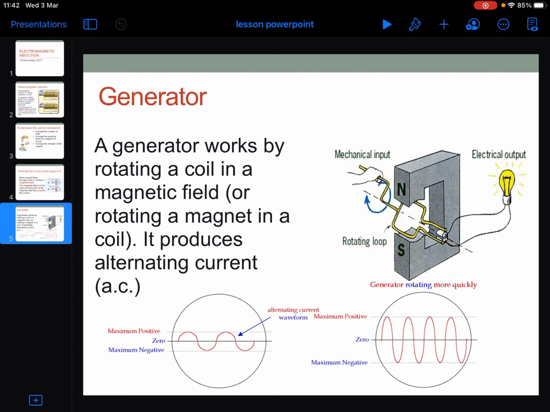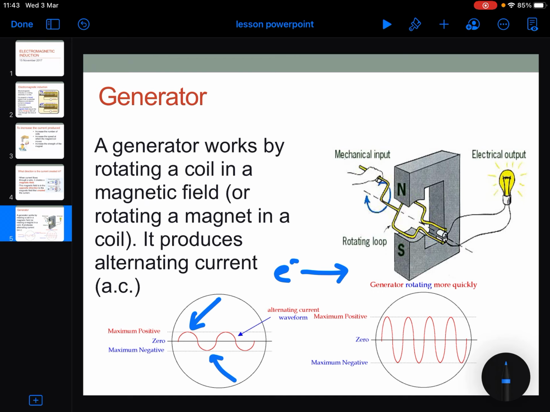So a generator works by rotating a coil in a magnetic field and it produces alternating current, which is current that goes backwards and forwards. So I've put two examples of alternating current at the bottom there. Wherever the current is positive, so above the line, that means the electrons will be flowing in one direction. Wherever it is below the line, the electrons will be flowing backwards in the opposite direction. So you can see in the one on the left here, they're going forwards, backwards, etc.